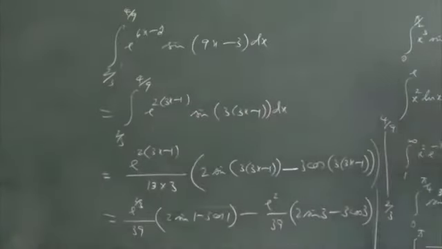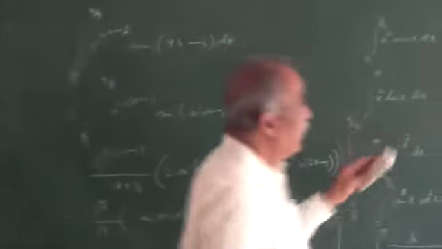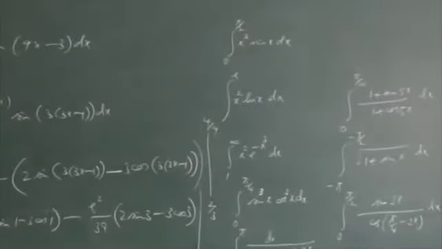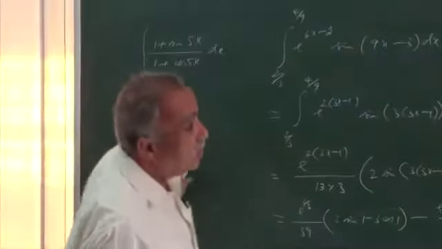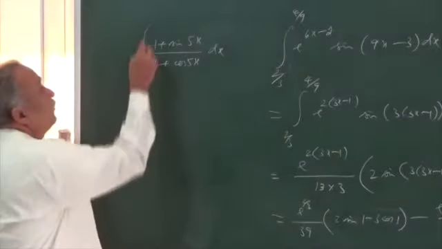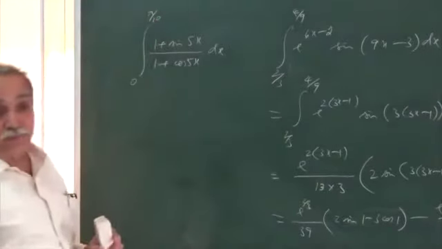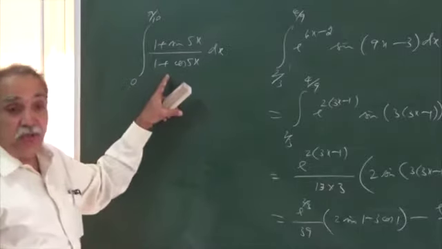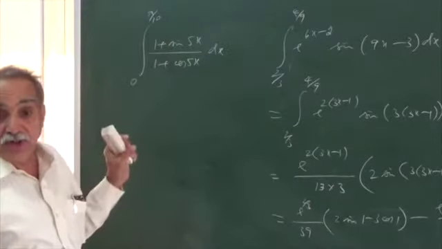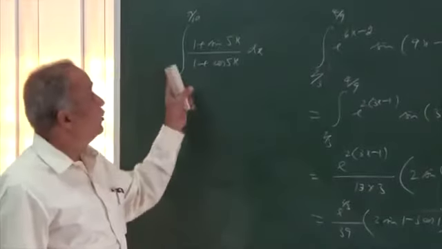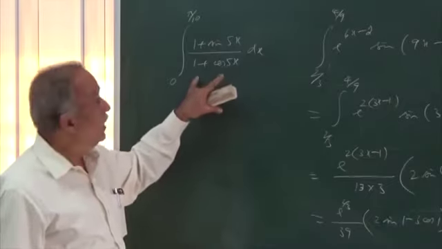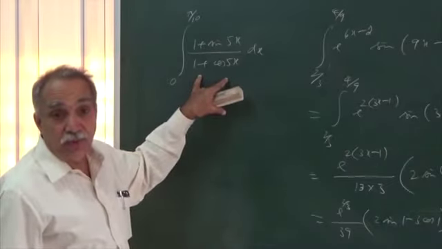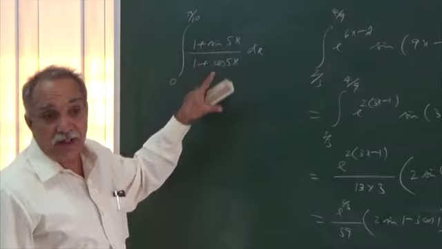In our next problem, we have our integrand as (1 plus sin 5x) by (1 plus cos 5x). How to perform integration of (1 plus sin 5x) by (1 plus cos 5x)? Our limits are 0 and pi by 10. Is my integrand well defined throughout the interval of integration? Yes. When x lies between 0 and pi by 10, 5x will be between 0 and pi by 2. Nowhere this denominator will become 0. Agree? So there is meaning in trying integration of this.